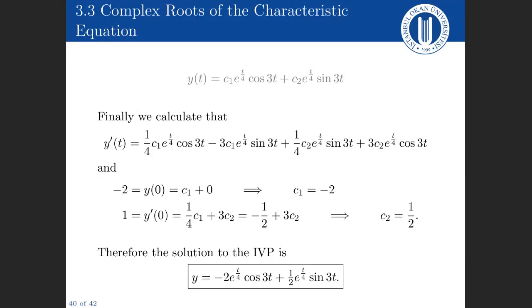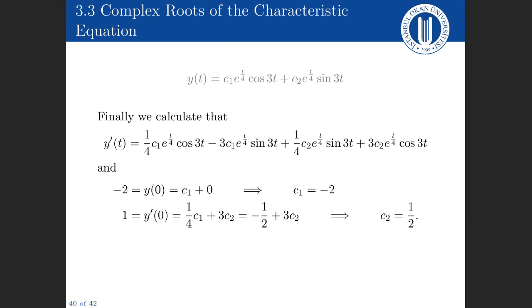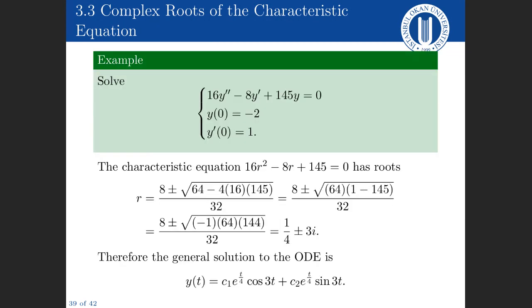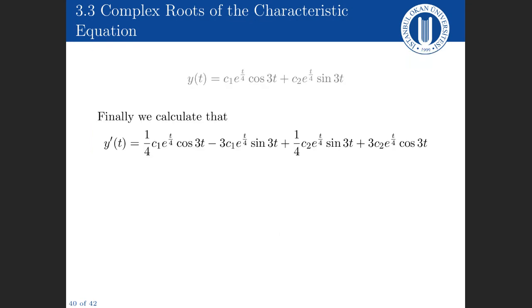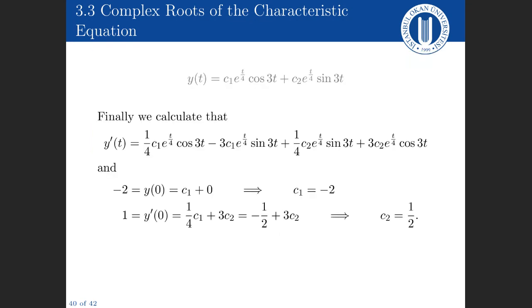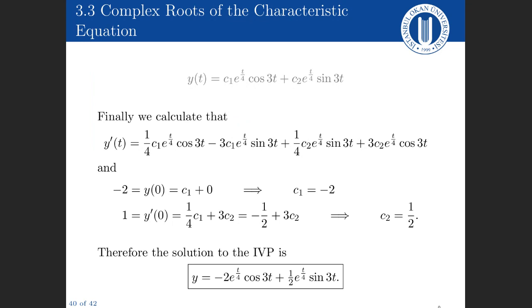Then we can write down the answer to this problem. The solution to this initial value problem is minus 2 e to the power t over 4 cos 3t plus a half e to the power t over 4 sine 3t. And this is the answer to this problem. Just 2 slides for me. First, I find the general solution to the differential equation, and then I find C1 and C2, and then I'm finished. I can write down the solution to the initial value problem.